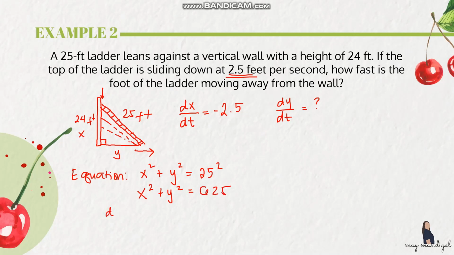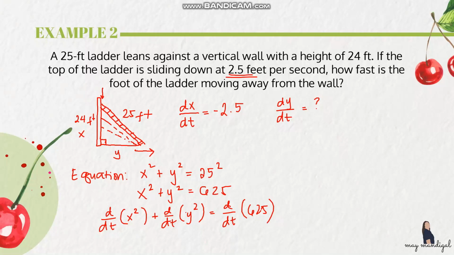And now let's get the derivative of each with respect to time. x squared plus y squared equals 625, d over dt. So next, let's get the derivative. First is the x squared. Its derivative is 2x, but then again, this is an x variable, and we are getting its derivative with respect to time. That means we will be adding here dx over dt. Plus, this one is 2y. Again, it's a different variable, so that will be dy over dt. And then last, get the derivative of this. This is just 0. So you have 2x dx over dt plus 2y dy over dt equals 0.